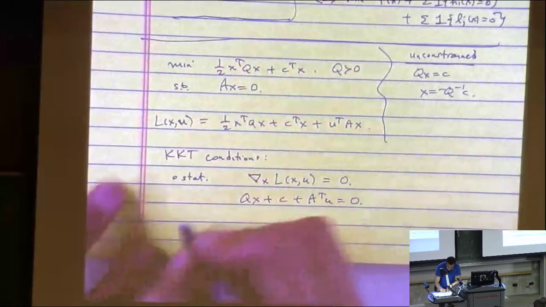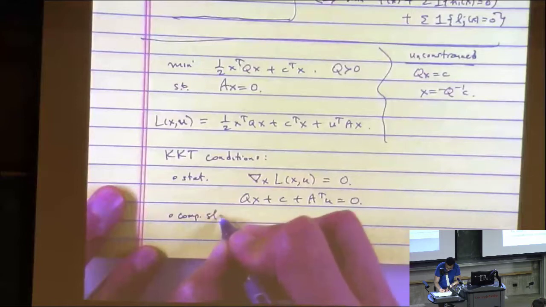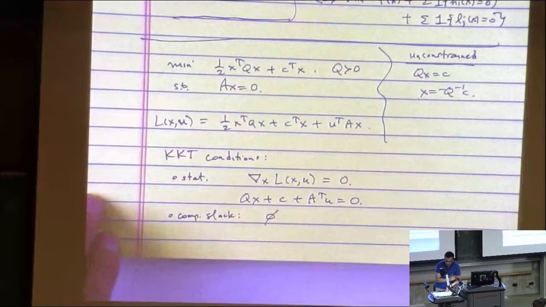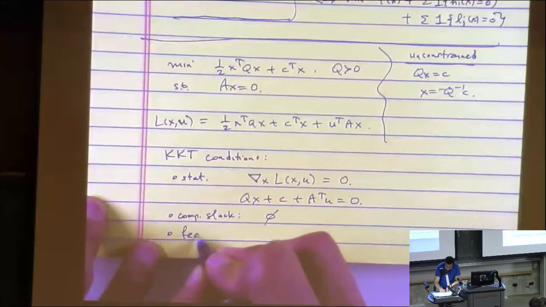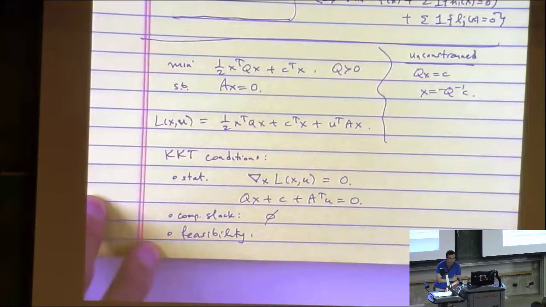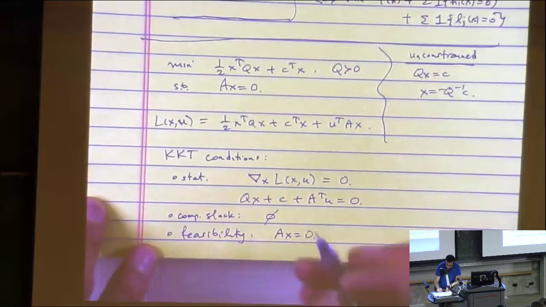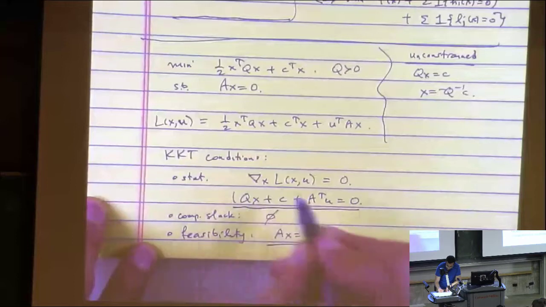Complementary slackness: there's nothing, because there are no inequality constraints. And primal and dual feasibility, well, there is no dual feasibility because there are no inequality constraints. And primal feasibility is just Ax equals 0. So the KKT conditions are really just these two things that I'm underlining. Right, just these two conditions.